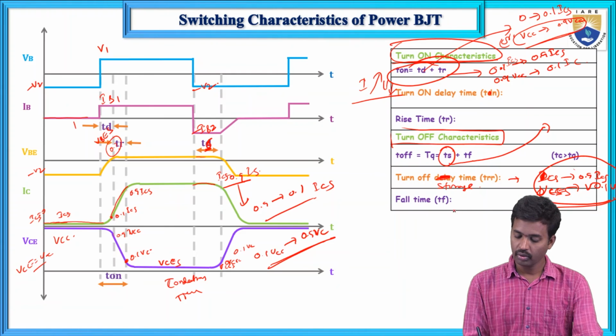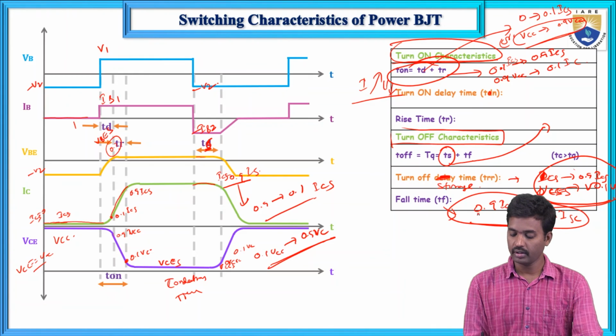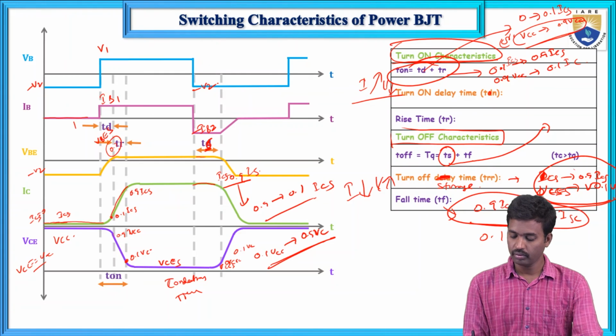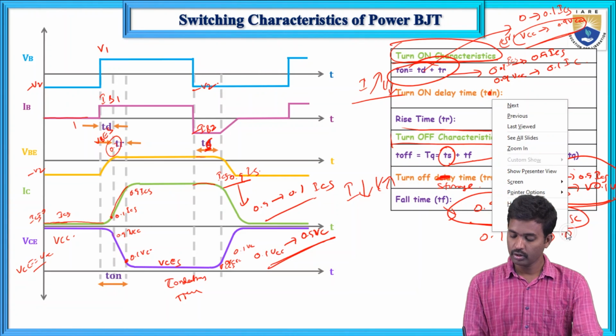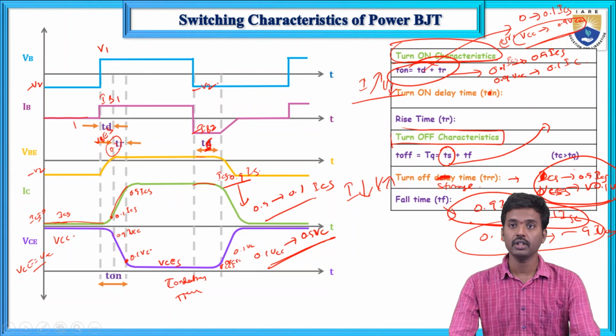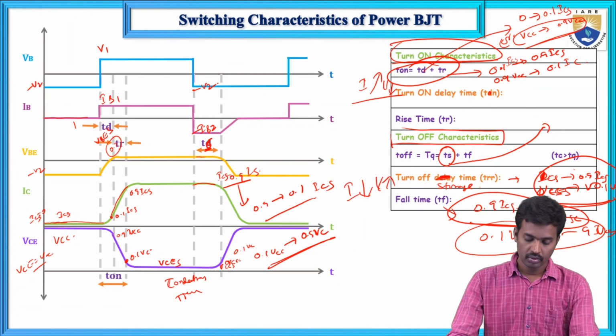After that, fall time means from 0.9 ICS to 0.1 ICS. The current will decrease in the off time and the voltage will increase. In the same way, from the saturation voltage at 0.1, to 0.9 VCS. This time period is known as the fall time.